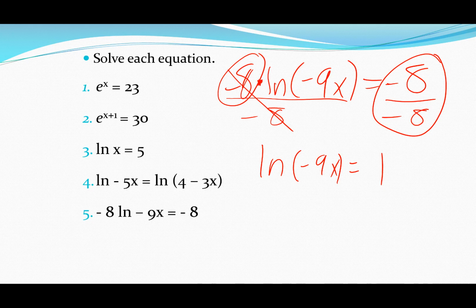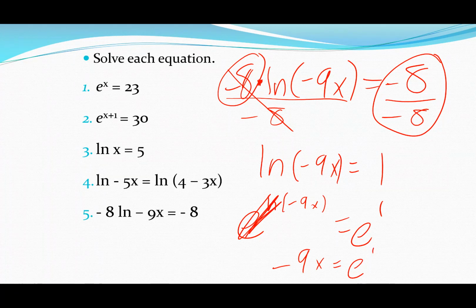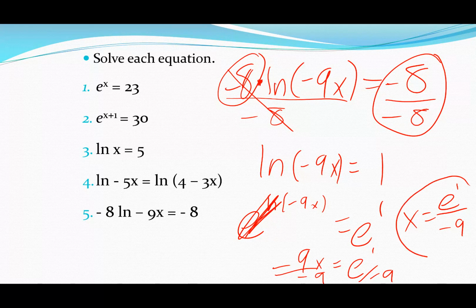So just like before, if I want to cancel out the natural log, I'm going to make these things exponents. The natural log of e to the natural log of negative 9x equals e to the first power. So that's going to immediately cancel, and we have negative 9x equal to e to the first power. So just divide by negative 9, and you've got your answer. X equals whatever e to the first power divided by negative 9 is. And again, you can just type that in the calculator.